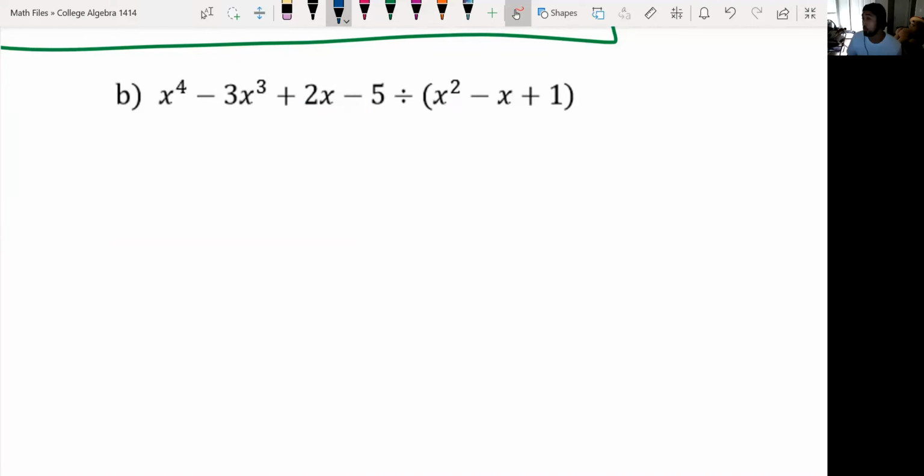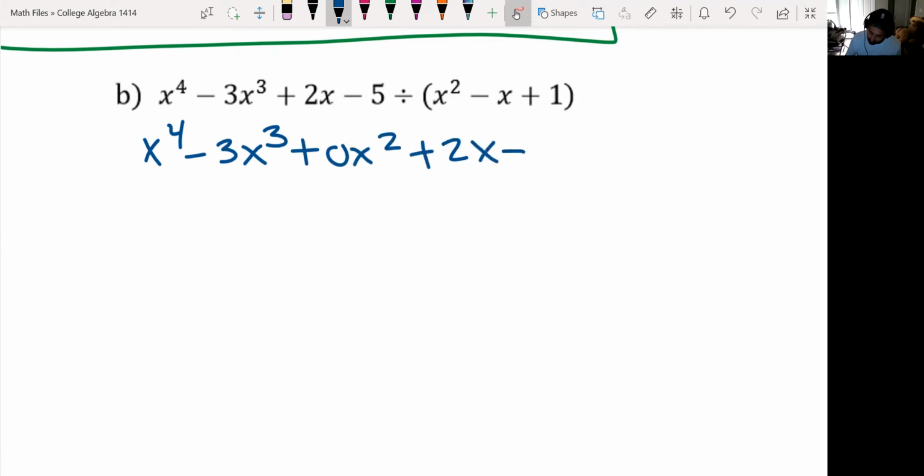So this means we will rewrite it as x to the fourth minus 3x cubed plus 0x squared plus 2x minus 5. So that's it. That's all the rewrite consists of. Putting a placeholder for that missing power. So 4, 3, 2, 1, 0. All powers are accounted for now.